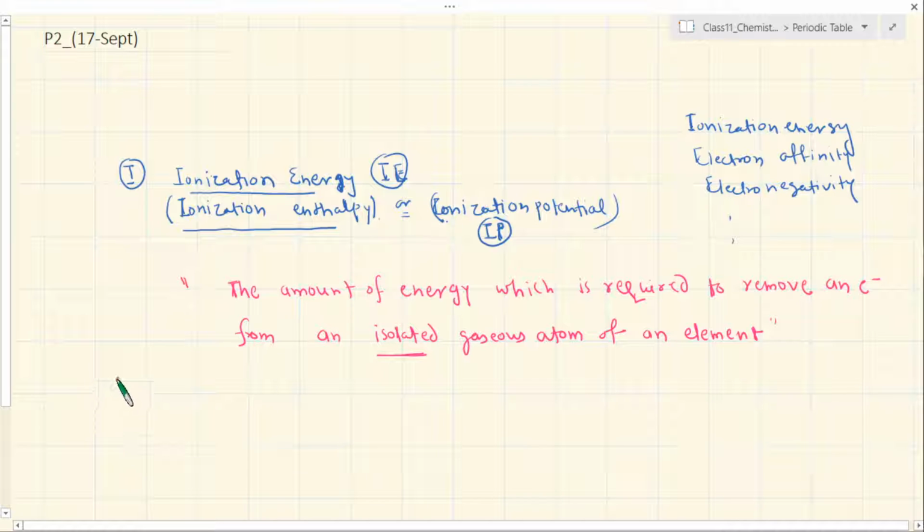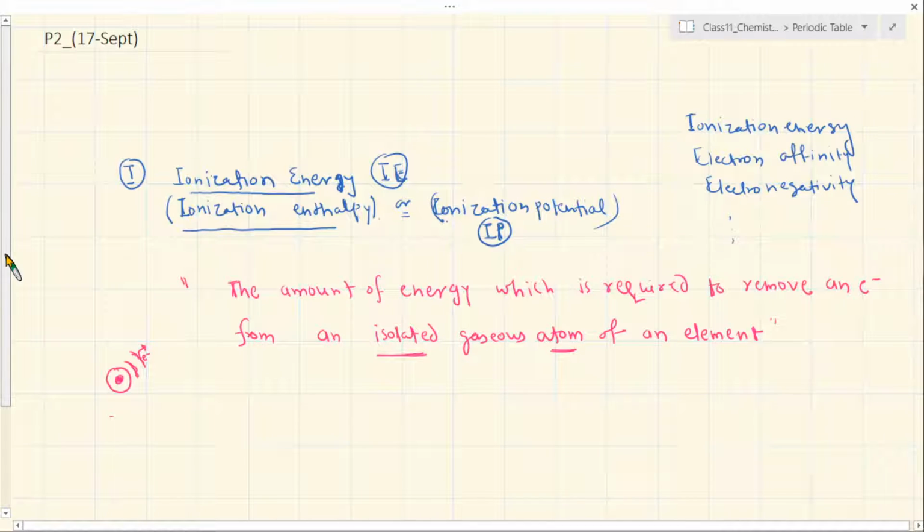So from that gaseous atom, suppose this is the nucleus, you may have more of these orbitals here, I'm not drawing all of them. This is a neutral atom. When we say atom, you must understand we are talking about the neutral atom. If it is not neutral, we refer to as ions, right? So what is the amount of energy that will be required to remove an electron, naturally from the outermost shell? How much energy is required? That is what is referred to as ionization energy.